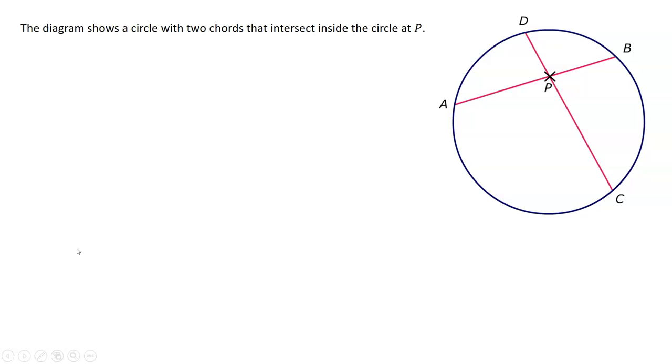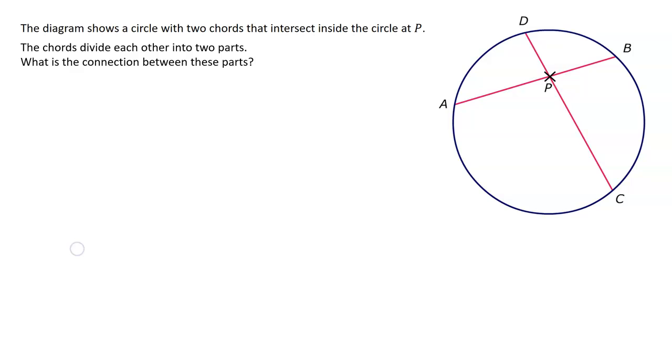Okay, so here we've got a diagram. We've got two chords, AB and CD, and they intersect inside the circle at point P. What we're looking to find is the connection between the two parts each chord is divided into. Now we're going to add some extra lines to the diagram to make the connection clearer.